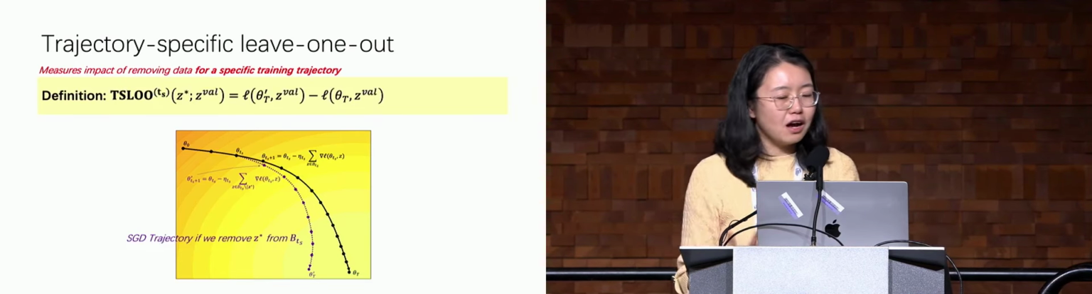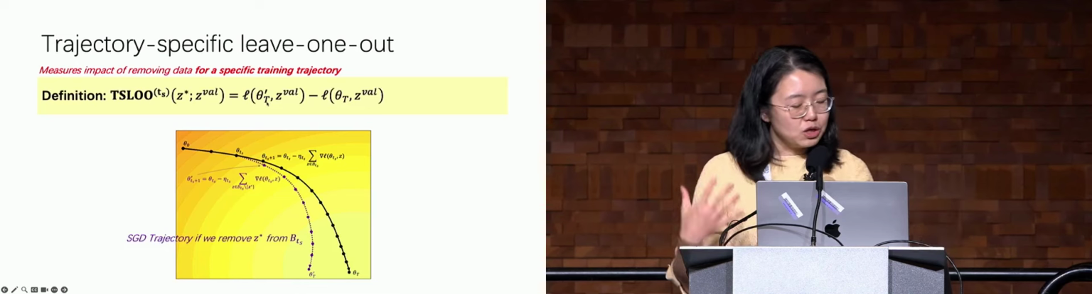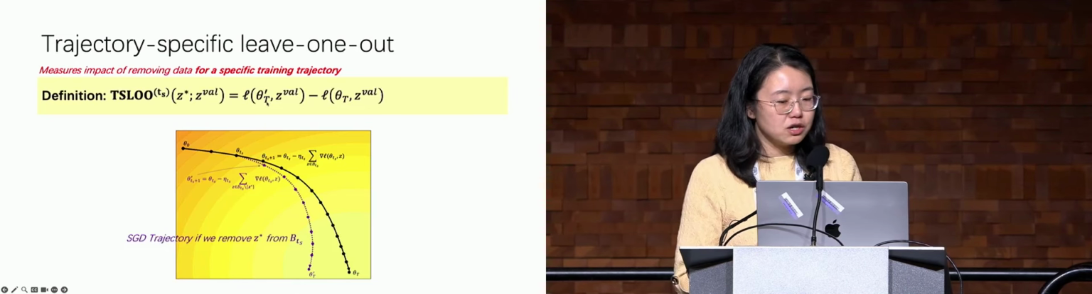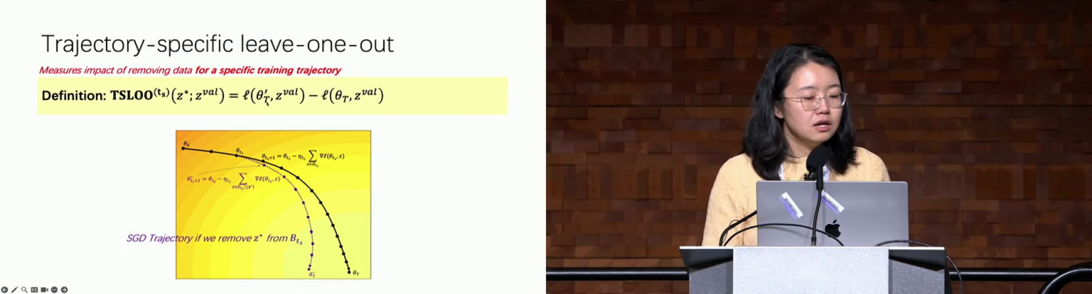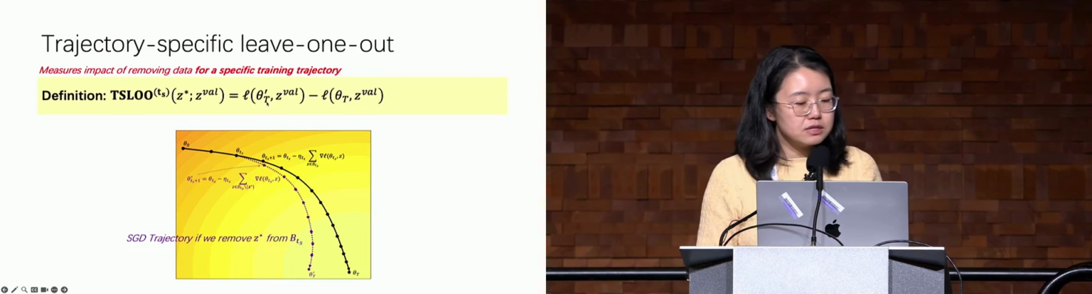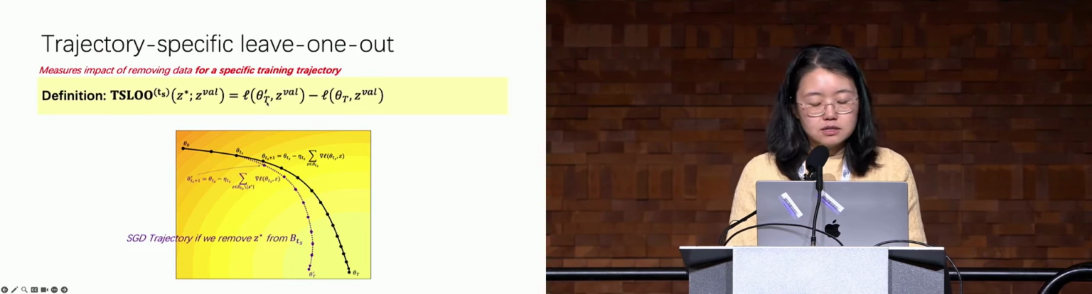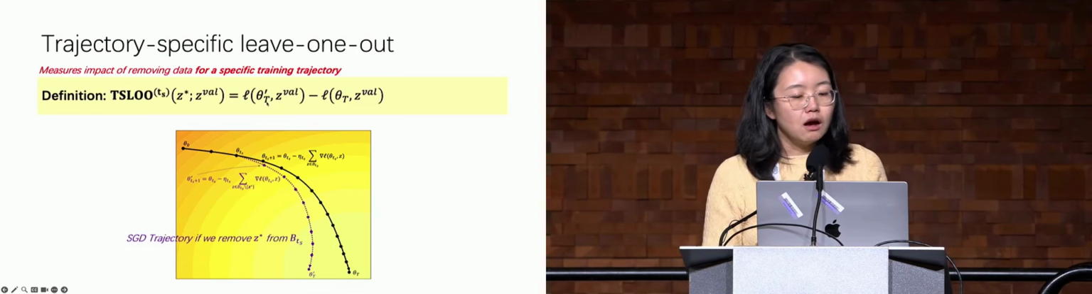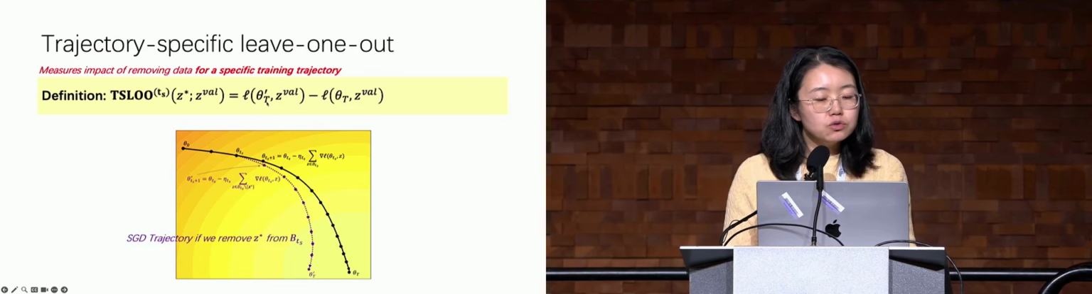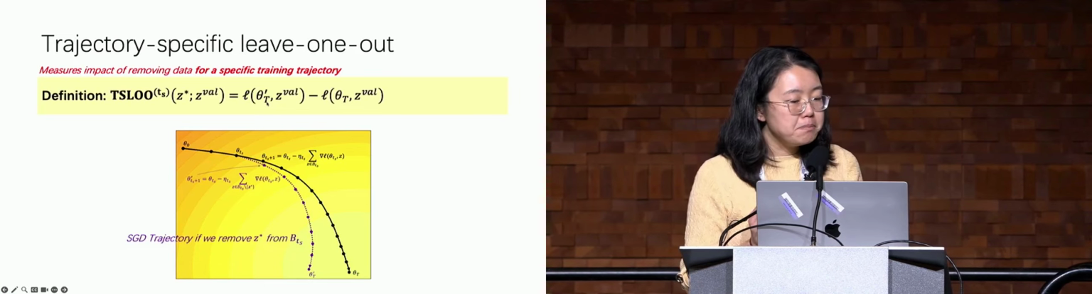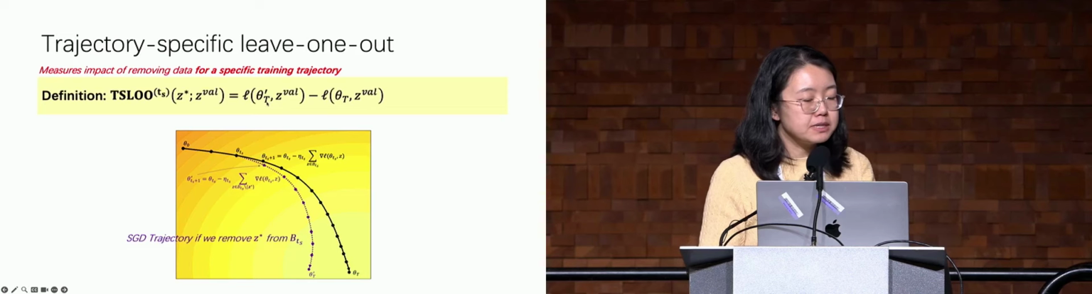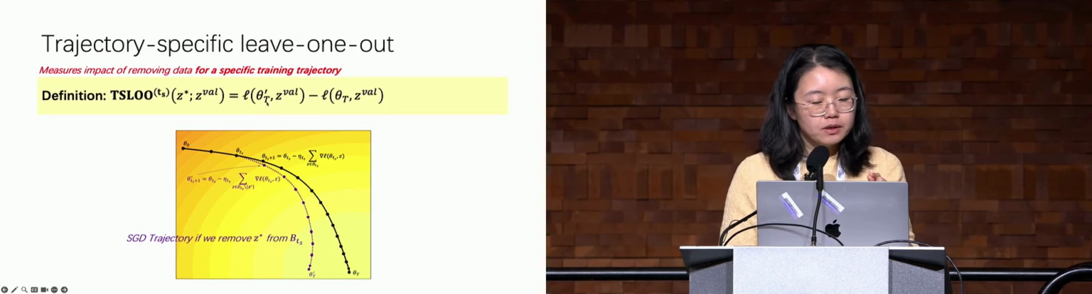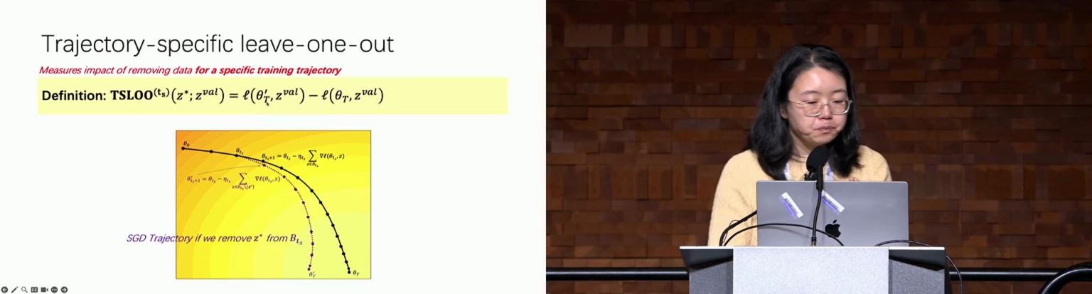How can we accommodate this and try to formulate a new notion of influence that can capture the complexity of data influence and its dependency on the data order and timing? So that leads us to a new notion of leave-one-out error. And the big idea of this notion is that we want to look at what's the impact of removing data for a specific training trajectory, not just the final model. Okay, specifically it is defined as follows.